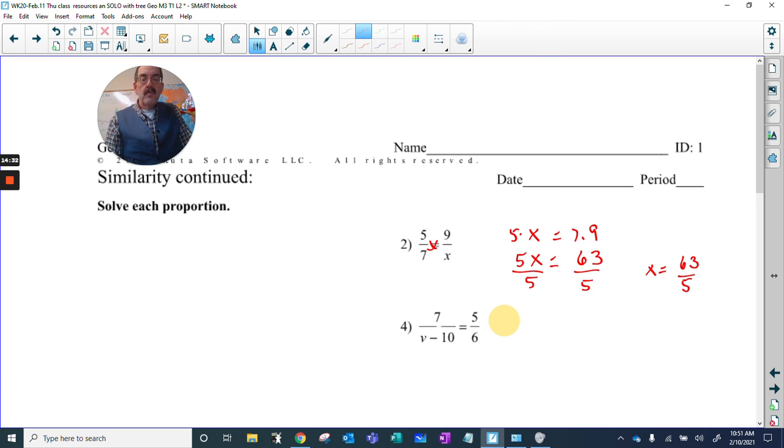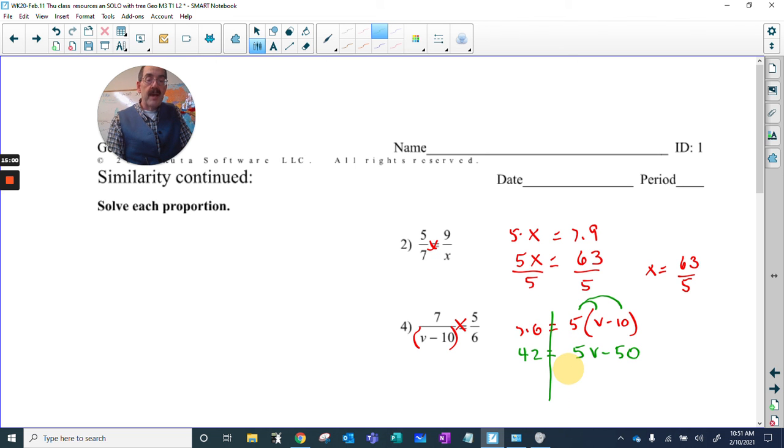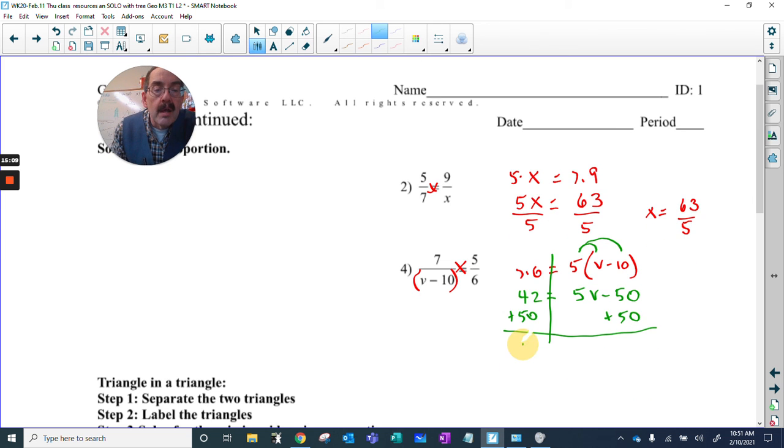What if we have a harder one? 7 times 6 equals, now we've got to put parentheses around it, 5 times, using the distributive property of parentheses. Remember the distributive property, some of that algebra piece. So 7 times 6 is 42. 5 times V is 5V. 5 times 10 is minus 50. Old-fashioned math. Let's add 50 to both sides. Divide by 5, and V is some number.